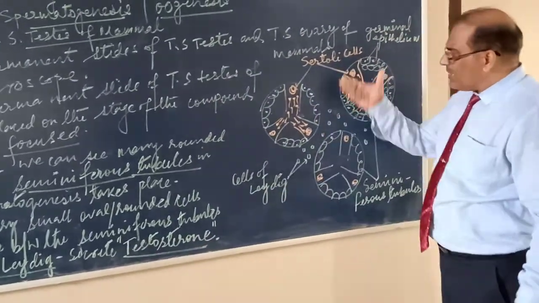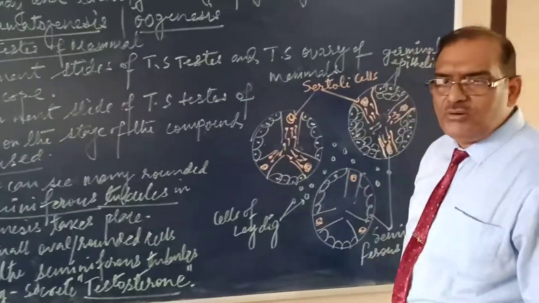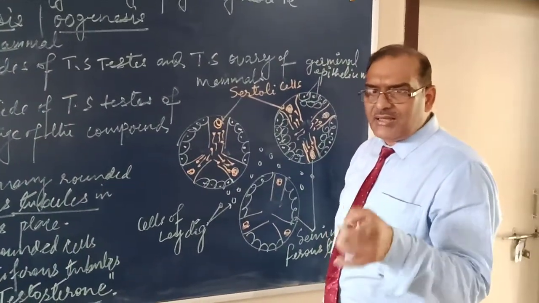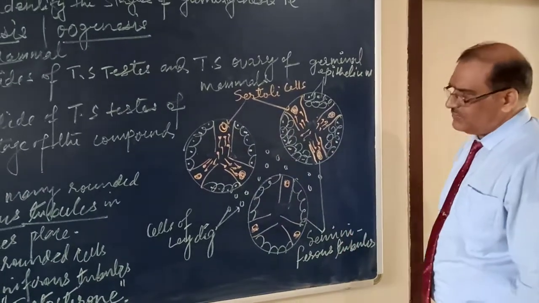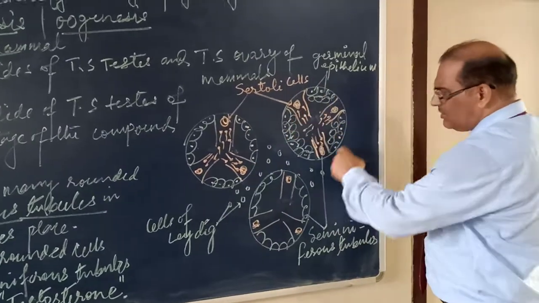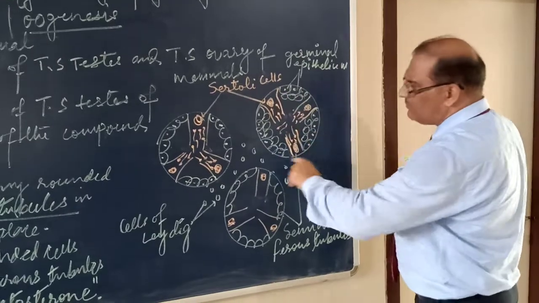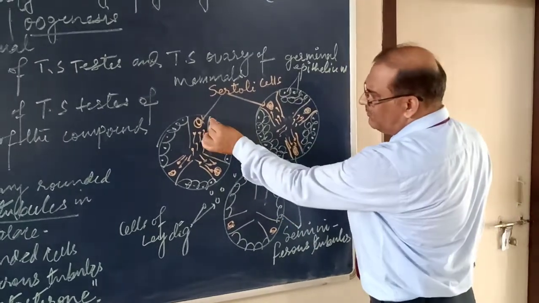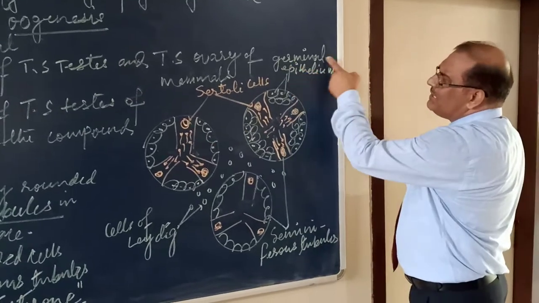Now let me come to the diagram. You have to write the procedure, and you have to draw the labelled diagram also on the white sheet. Now this is the TS testis. We can see rounded structures. These are the seminiferous tubules. The seminiferous tubules are lined by epithelium, called the germinal epithelium.